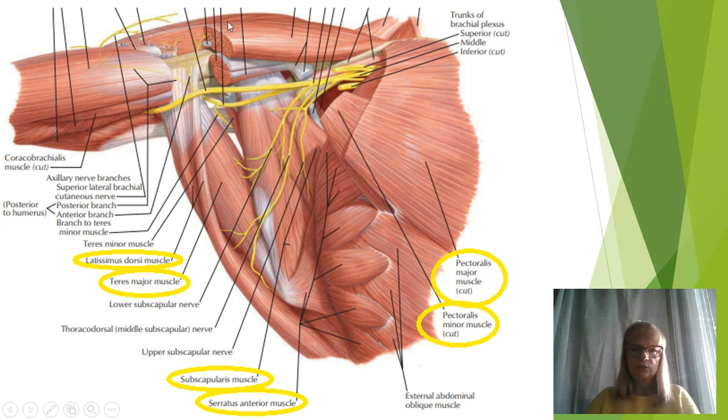And the lateral wall has structures from the arm. What we have here? We have the surgical neck of the humerus, the deepest one. Next one, we have the coracobrachialis muscle, this one, and the biceps brachii. And generally, you see the complete axillary cavity below the shoulder.